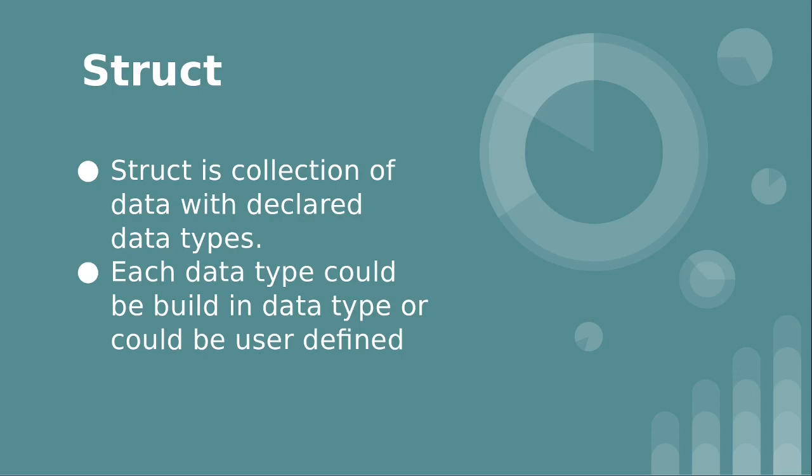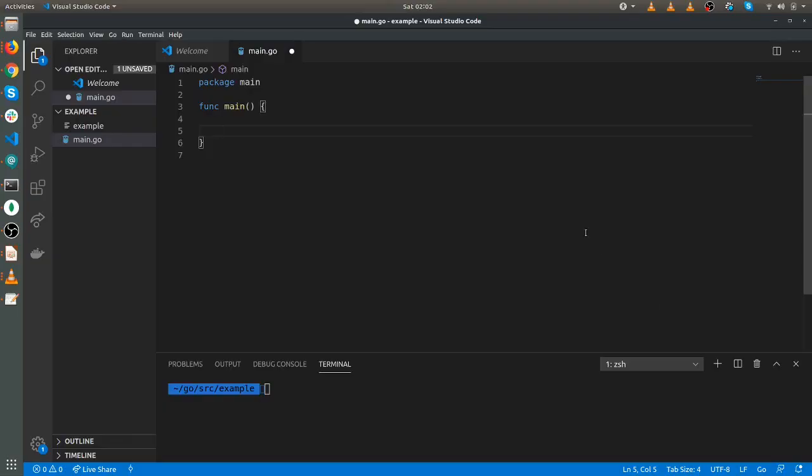Struct is a collection of data with declared data types. Each data type could be a built-in data type or a user-defined data type. Now let's take a look at the struct example. To declare a struct, we need to type the name of the struct, then the struct keyword.